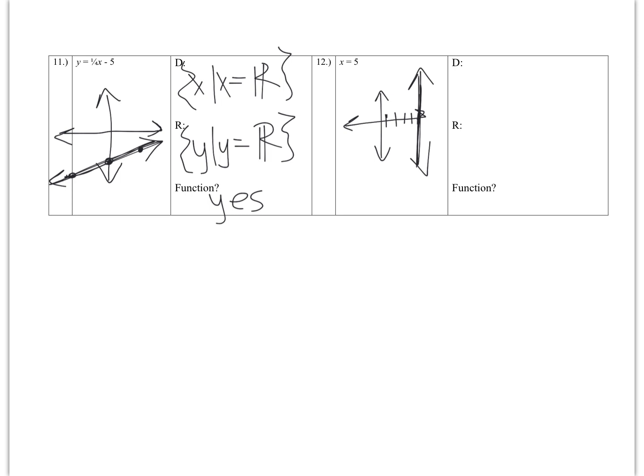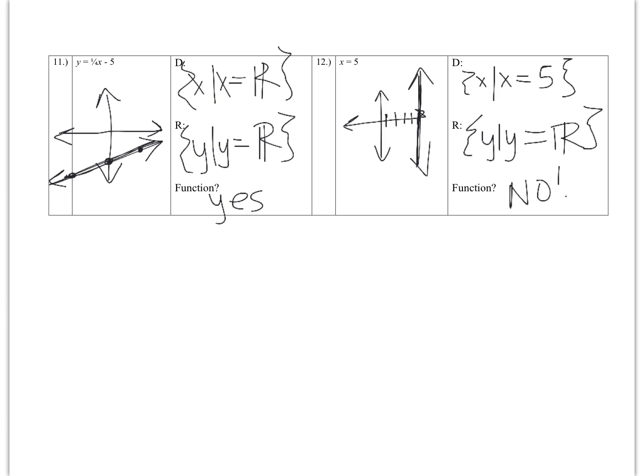Well, the domain, the only x value that this is going to hit is 5. It's never going to hit any other x value. So this domain is just x such that x equals 5. The range, however, if I slide this over to the y-axis, is going to hit every y value. So the range is y such that y is all real numbers. And no, this is not a function because vertical lines are not functions.